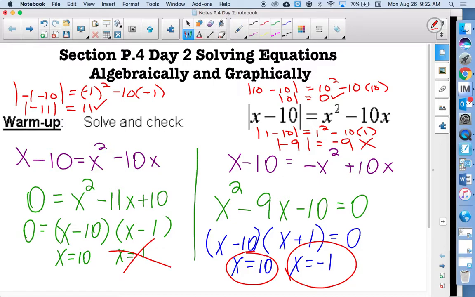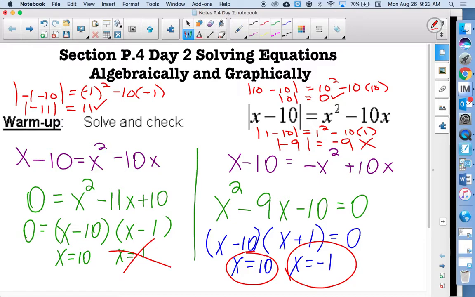Again, sometimes 2 of the 3 would work, sometimes 1 of the 3 would work. All 3 probably wouldn't work, just based off of it being an absolute value graph. Questions?